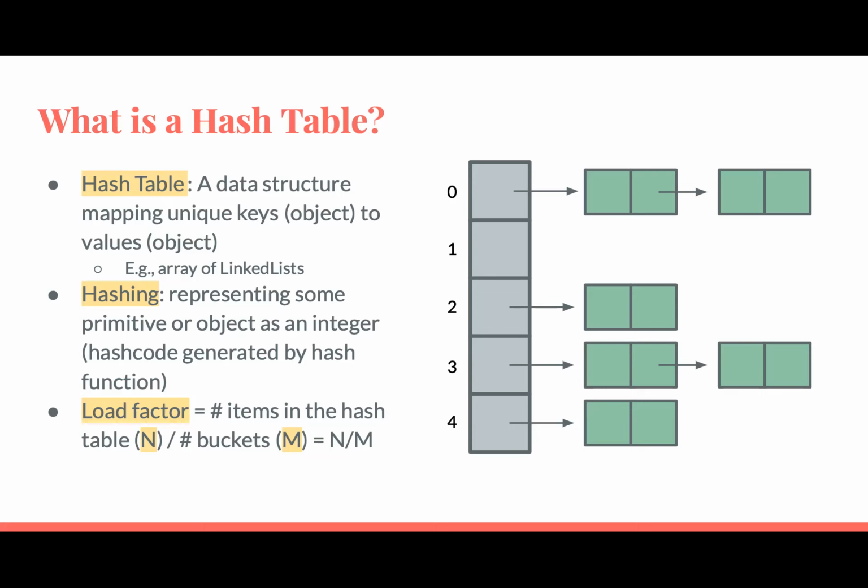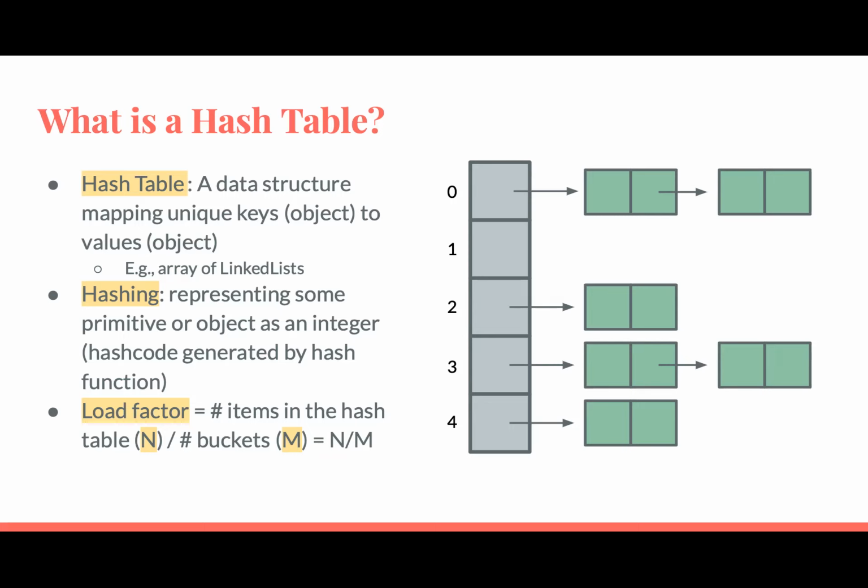tree. The Java implementation of a hash table relies on hashing, which is converting an element, which can be a primitive value or object, to an integer. By hashing, we can search, insert, and delete elements in a hash table.